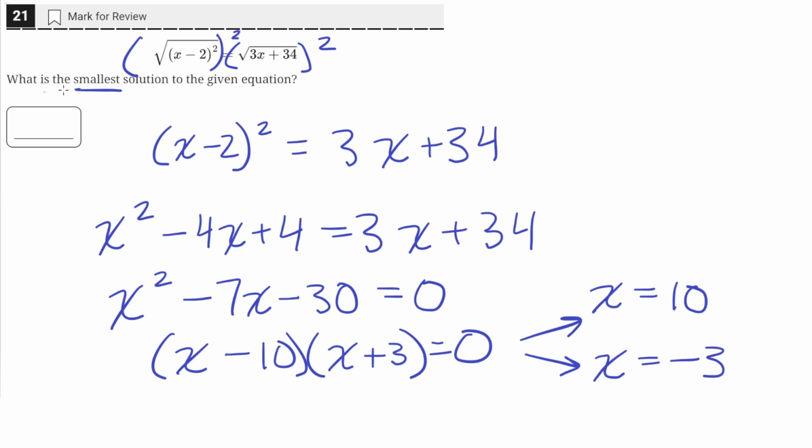But then the question asks us for the smallest solution to the given equation. Negative 3 is smaller than 10, so we'll use negative 3 as our solution. So negative 3 is the answer.